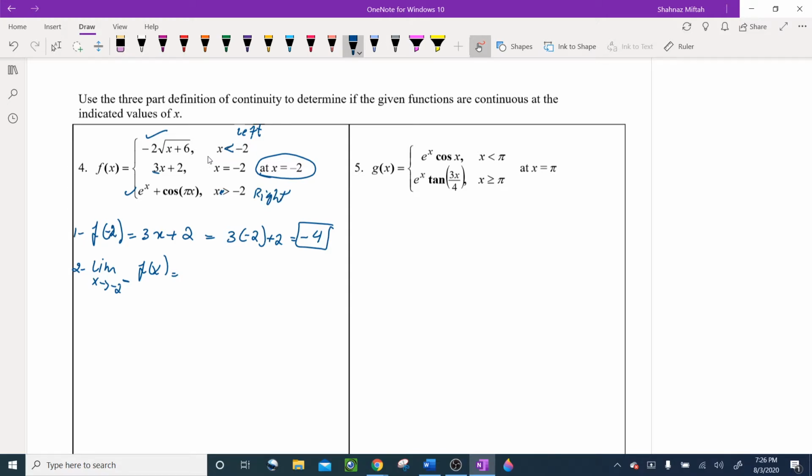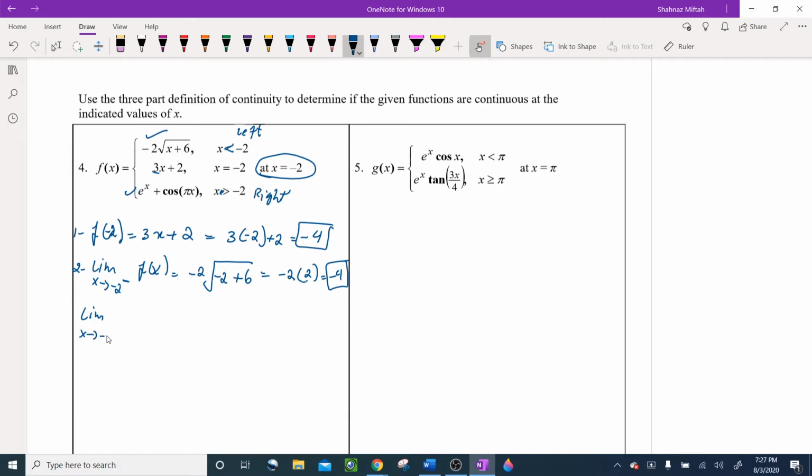So I'm going to pick this for left. I'm going to plug in negative 2 there, okay? Negative 2, square root for the x, plug in negative 2 plus 6. This is going to give me negative 2. 6 subtract 2 is 4, and 4 is a perfect square, so it's going to be 2. So that's negative 4. Here we go. We got that one.